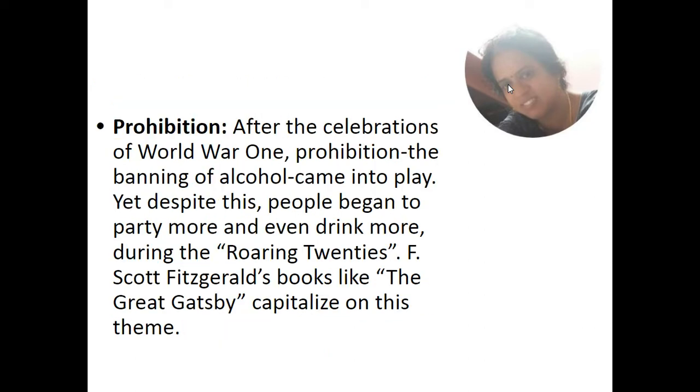After the celebration of World War One, prohibition, the banning of alcohol, came into play. Yet, despite this, people began to party more and even drink more during the Roaring Twenties. F. Scott Fitzgerald's books like The Great Gatsby capitalize on this theme.